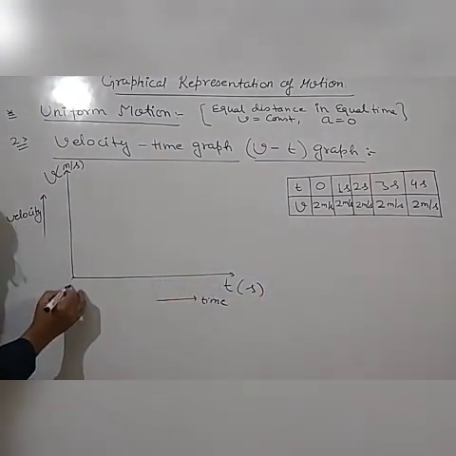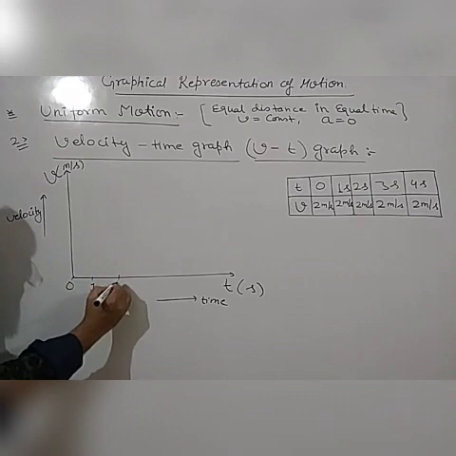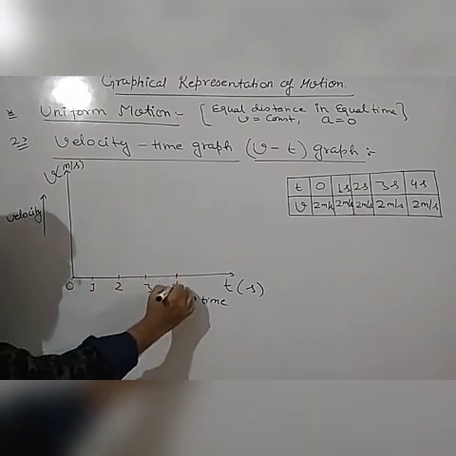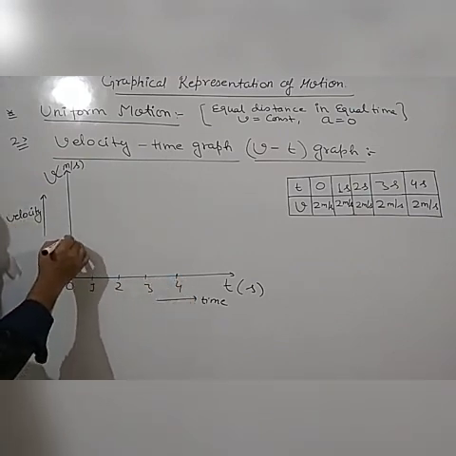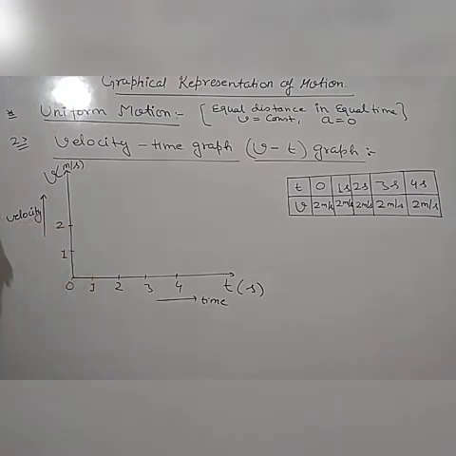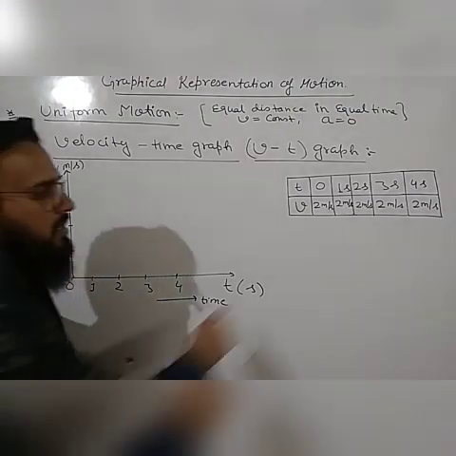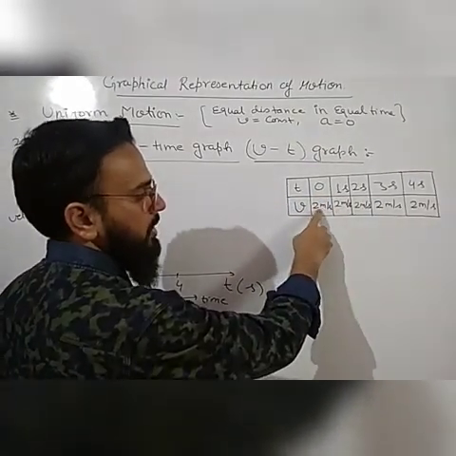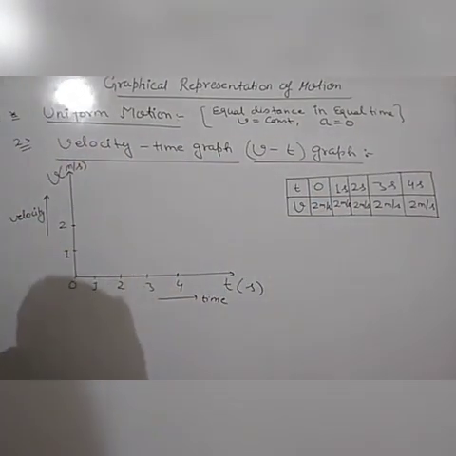So let us mark the points 0, 1, 2, 3, 4. Let us take this as 1 and this as 2. Now at t equal to 0, what is the velocity? Velocity is 2 meter per second.